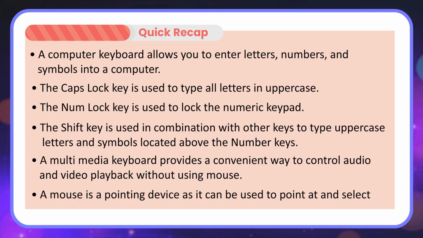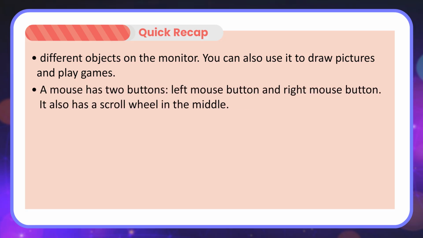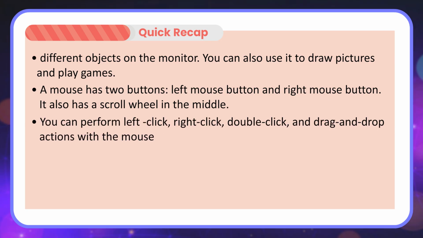A mouse is a pointing device as it can be used to point at and select different objects on the monitor. You can also use it to draw pictures and play games. A mouse has two buttons, left mouse button and right mouse button. It also has a scroll wheel in the middle. You can perform left click, right click, double click, and drag and drop actions with the mouse.